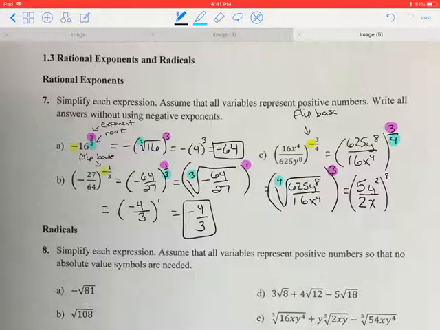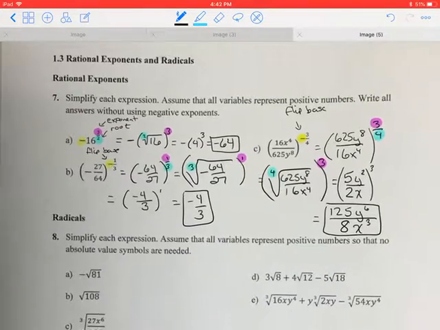So I've taken the 4th root, but I still have to cube everything. So 5 cubed is 125, x squared cubed is x to the 6th. 2 to the third gives me 8, and then I get x raised to the third also on the bottom. All right, and that is your simplified answer.